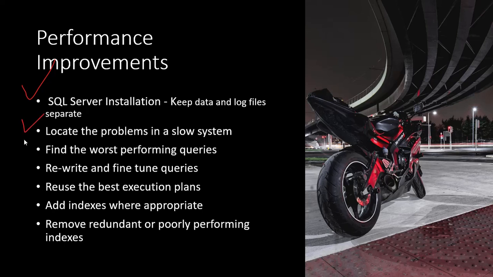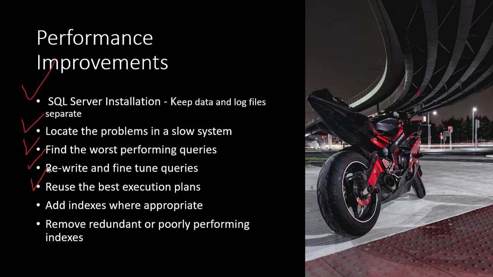Next, you need to find the worst performing queries and see if you can rewrite, fine-tune, do something about those poorly performing queries. Next is to build an execution plan for complex queries, and once you get a really good execution plan, then reuse it. Now sometimes people will optimize a query but not save the execution plan, and the system has to come up with that new each time.